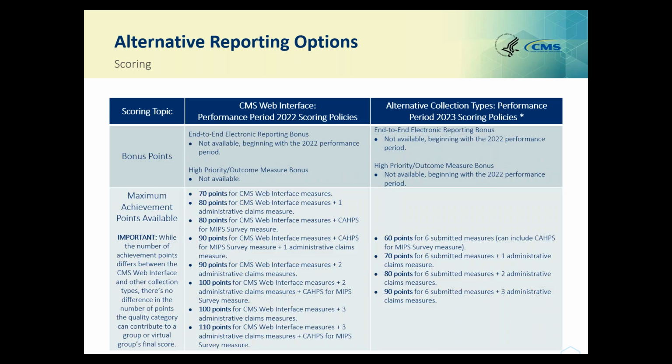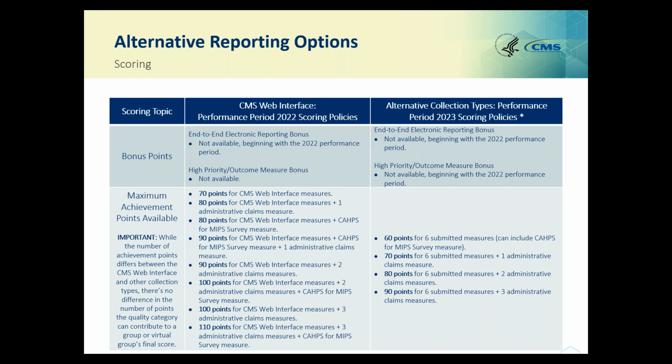This slide outlines maximum achievement points available with a comparison between the CMS Web Interface and alternative collection types. Please note that there are no end-to-end electronic reporting bonus points or high priority outcome measure bonus points. For the alternative collection types, the following are the maximum achievement points available.